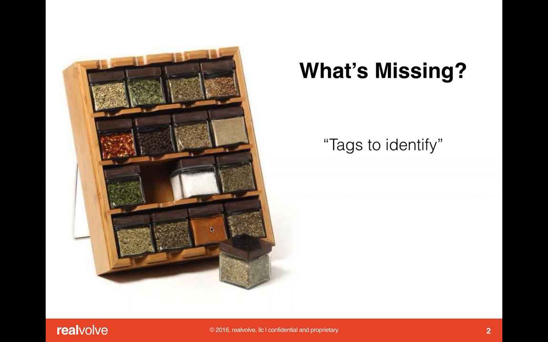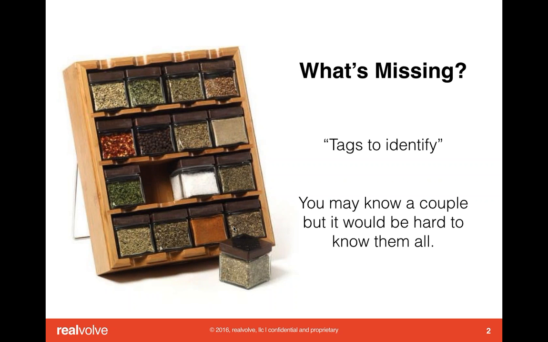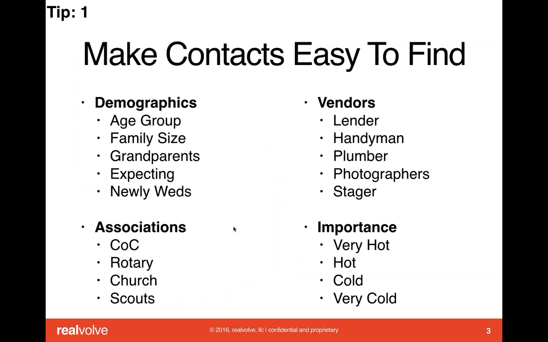I'm not sure. There's lots of spices that look similar, and the same thing happens to your database. You may know a couple of them, but it's really hard to know them all. And that's where tags come into play. Tags can be used to identify your contacts in your database, making sure that you know certain elements of them as you go along. So here's tip number one. We're going to go through 10 different tips, and here's tip number one.